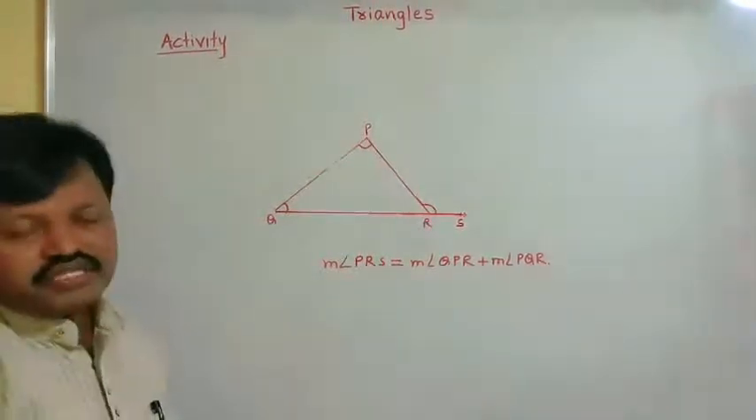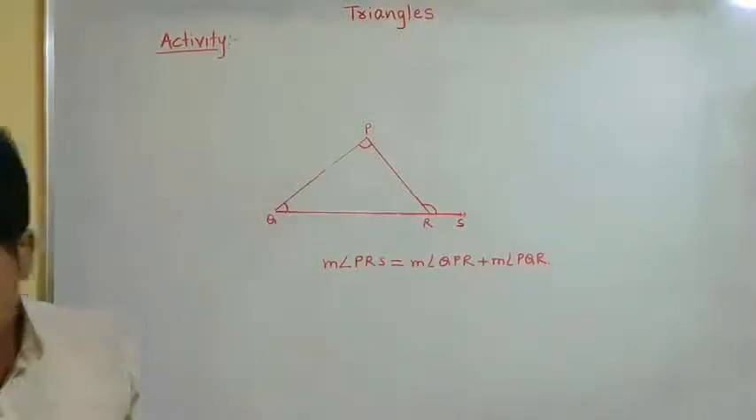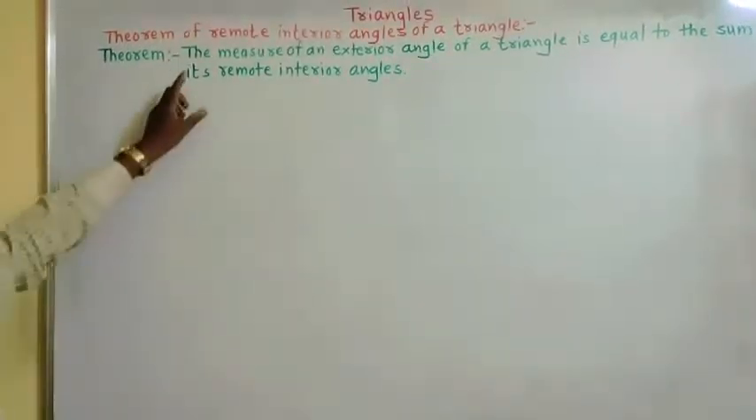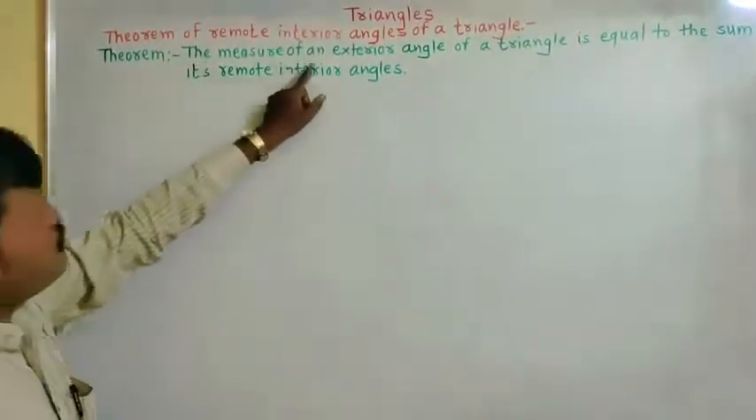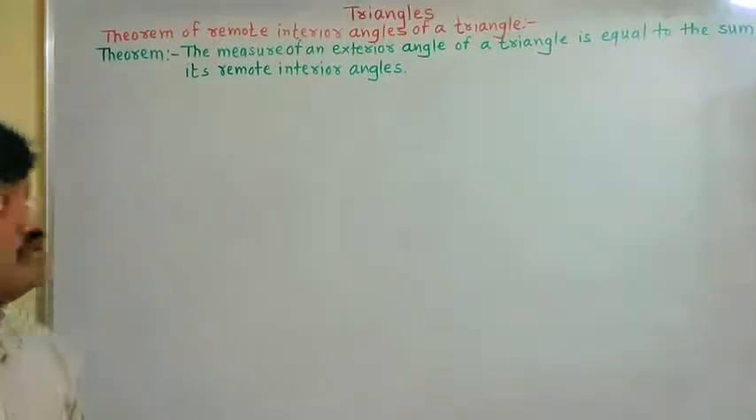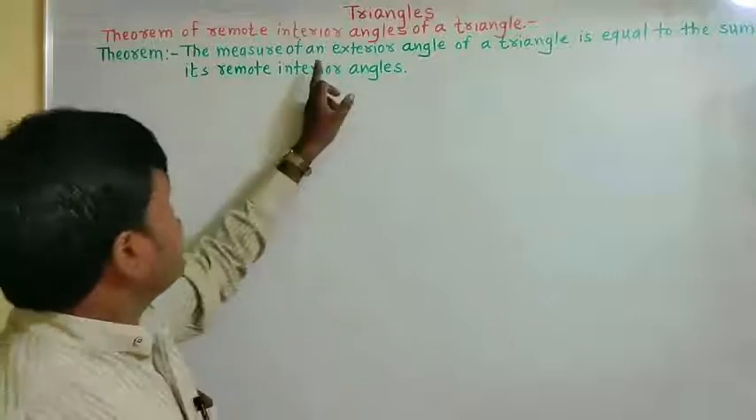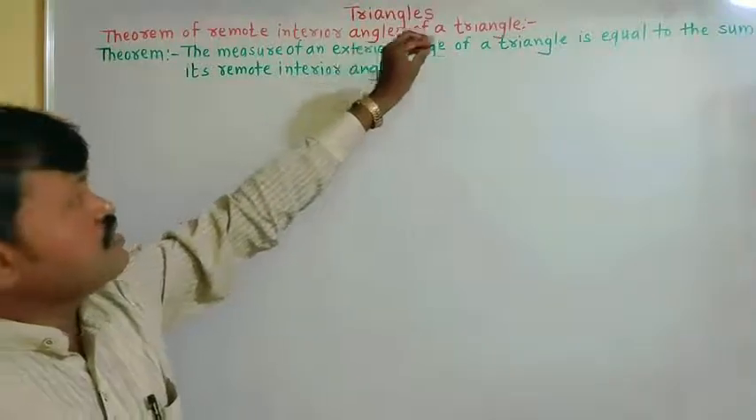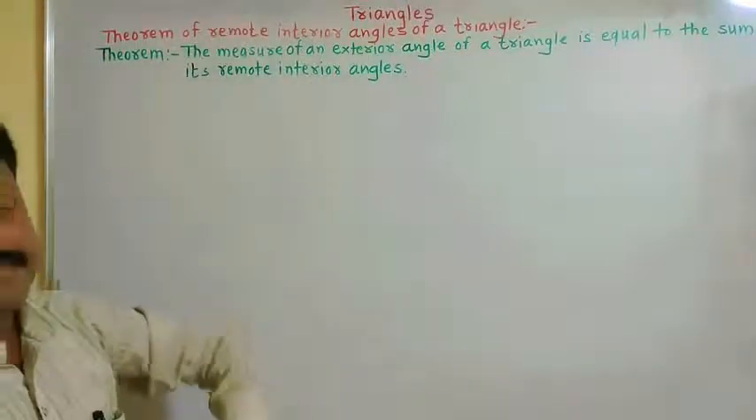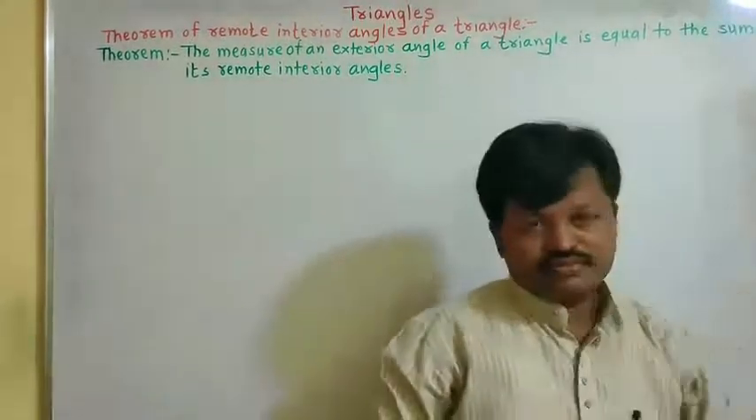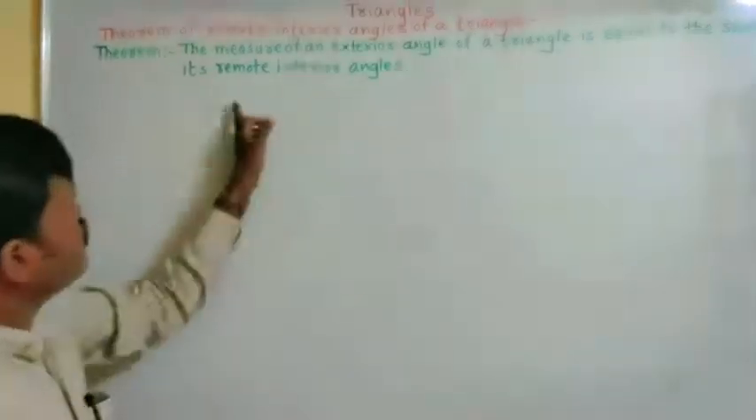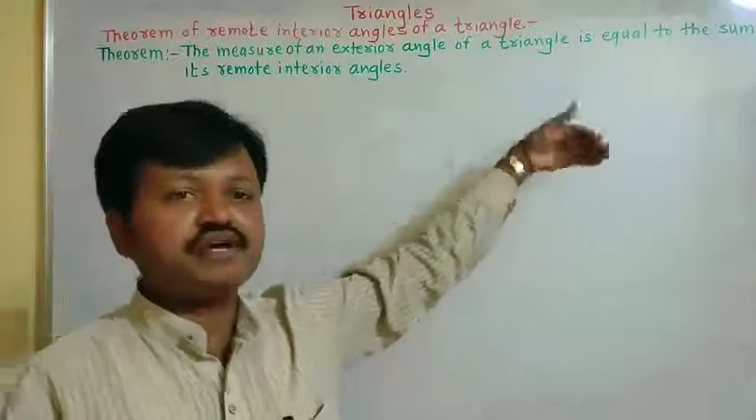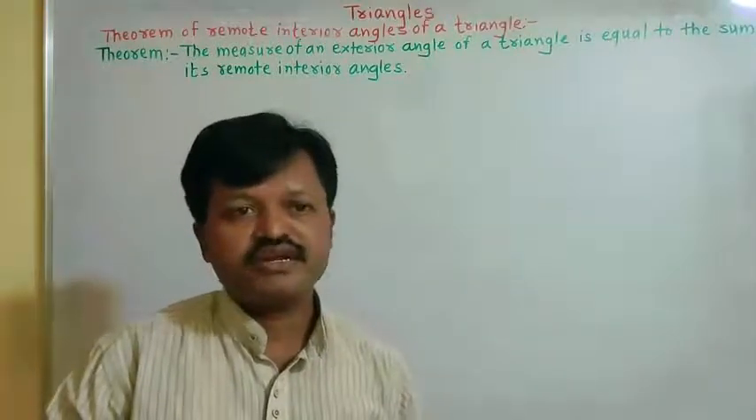Now this property we see as a theorem. हीच प्रॉपर्टी आपण थेरमच्या रूपात पाहतोय. चला तर पाहू. Now we see this theorem. What is the theorem? The measure of an exterior angle of a triangle, एका त्रिकोणाच्या बाह्य कोनाचं माप, is equal to the sum of its remote interior angles. त्याच्या दूरस्थ अंतरकोनाच्या मापाच्या बेरजे इतकं असतं हे आपल्याला सिद्ध करायचं आहे.